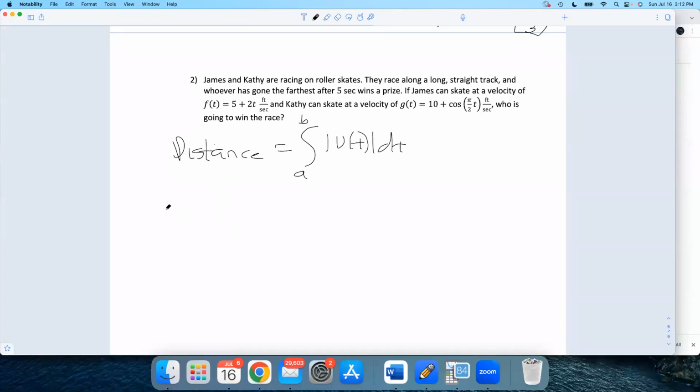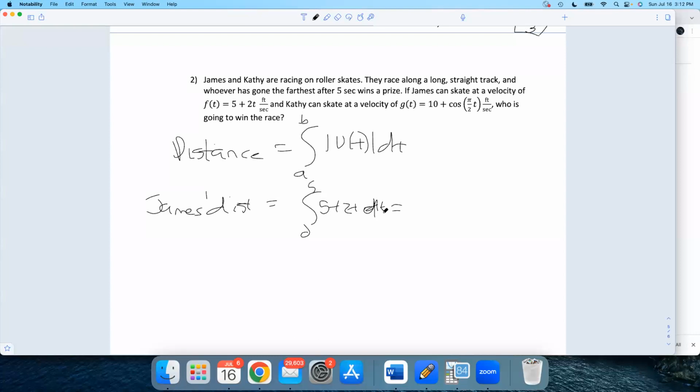So let's find out James' distance. That will be the definite integral from 0 to 5 of 5 plus 2t dt. Don't forget your dt there. Every time you write an integral, you have to write a differential here, and it's always going to match whatever your variable is.